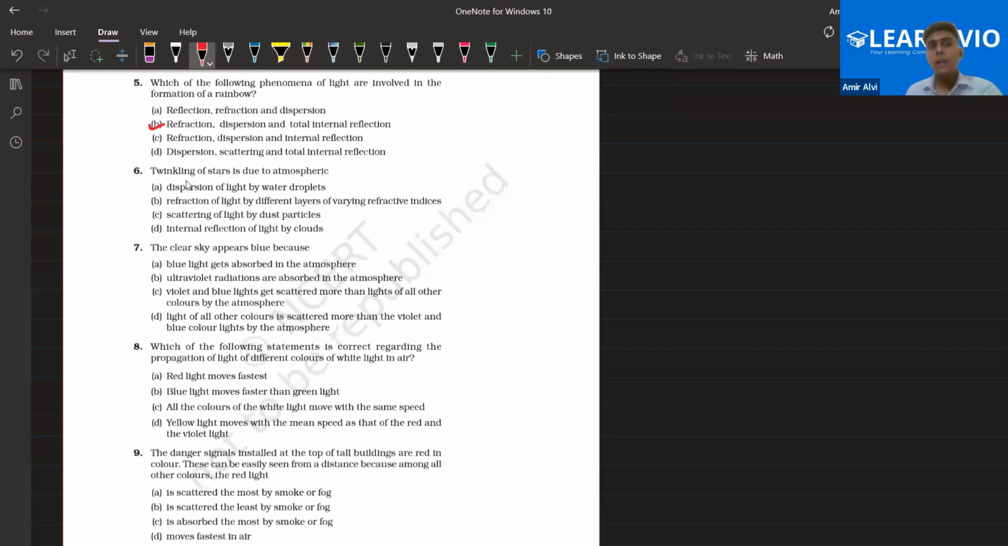Now, twinkling of a star is due to atmospheric... Total internal reflection and internal reflection are not the same. There is a little similarity, but TIR happens when all the rays stay inside that specific medium. Okay, sir.